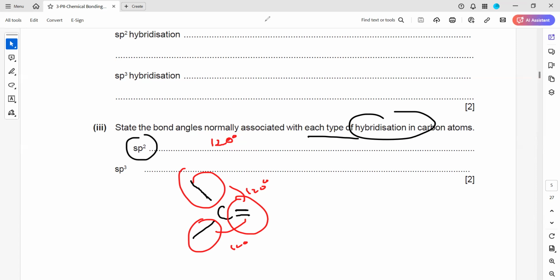But when we say sp3 hybridization, in sp3 hybridization, carbon always forms four bonds, like always forms a single bond with another atom. So as a result, what will happen?